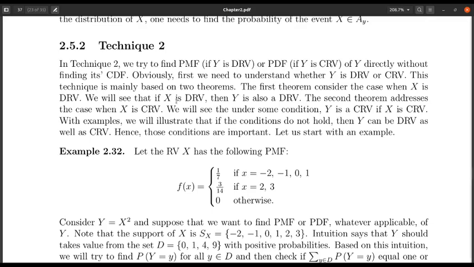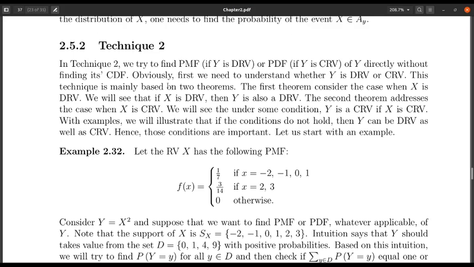In the previous lecture, we talked about the first technique for transformation of a random variable, where we try to find the cumulative distribution function of y, which is g of x, given the distribution function of x.